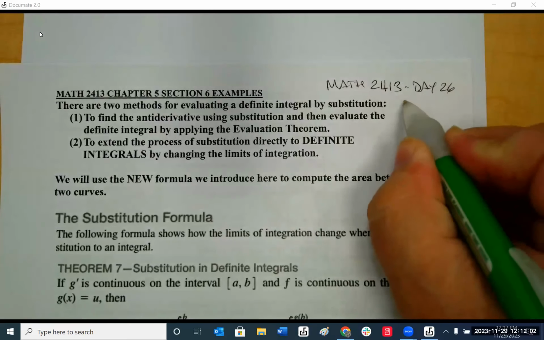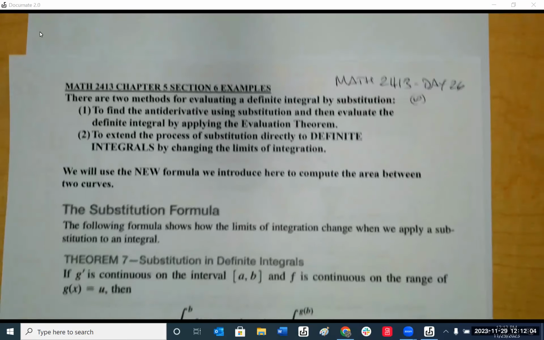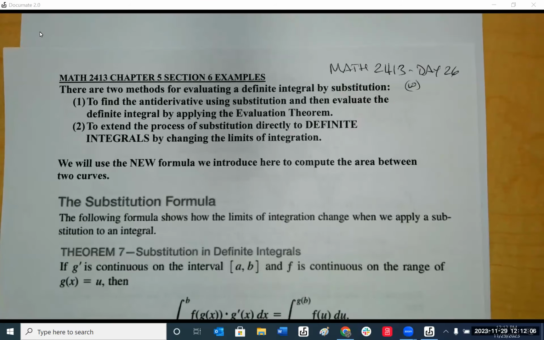Day 26. Now we're looking at definite integrals. Definite integrals find values, specific numbers, not an equation with a constant like the last one.